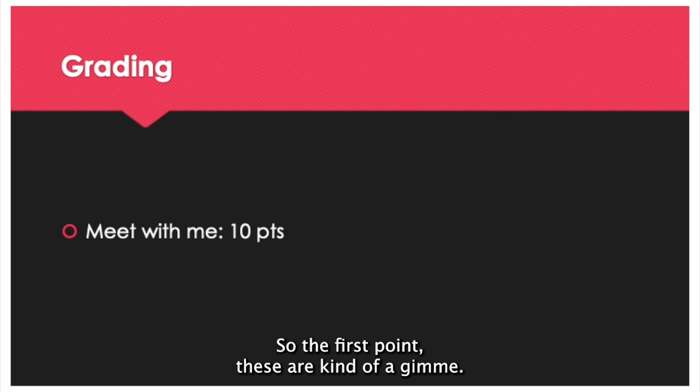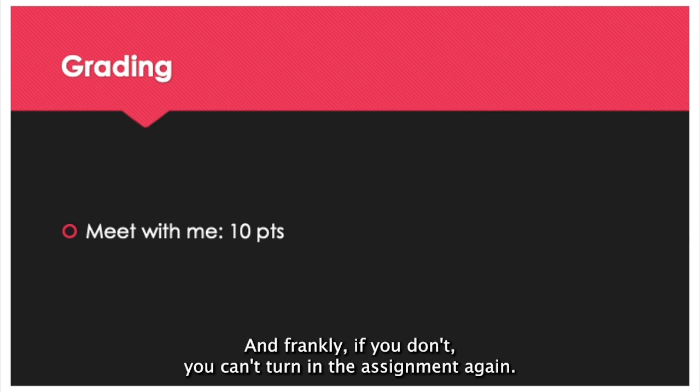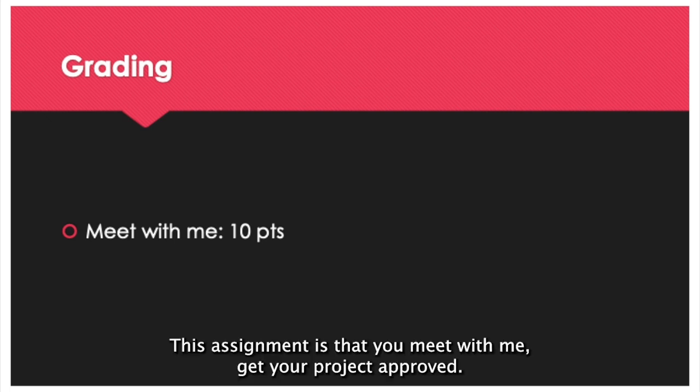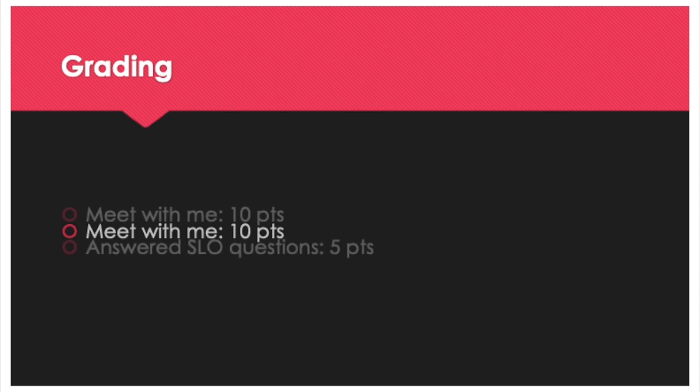Etc. So, the first points, these are kind of a gimme. You get 10 points for meeting with me. This is an all or nothing thing. Either you meet with me or you don't. And frankly, if you don't, you can't turn in the assignment. Again, this is a requirement to turn in this assignment, that you meet with me and get your project approved. If you do that, there you go. You got 10 points automatically right out of the gate. If you don't, you've got bigger problems.